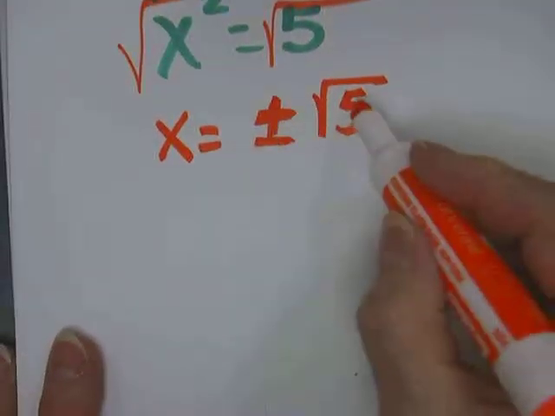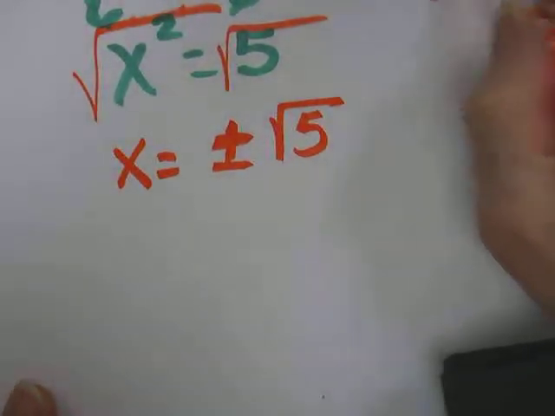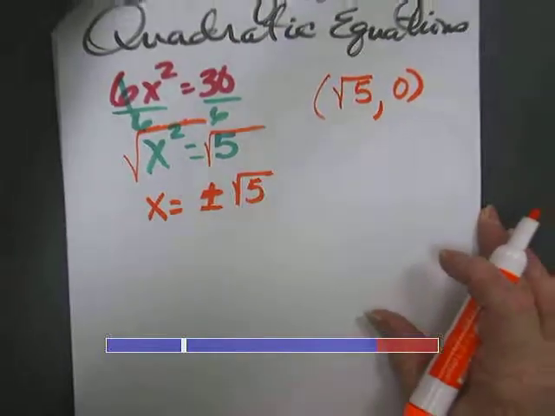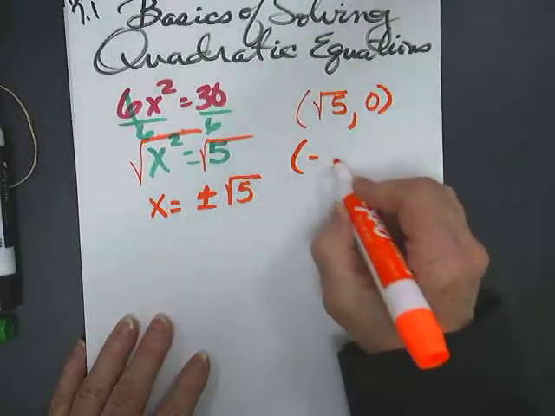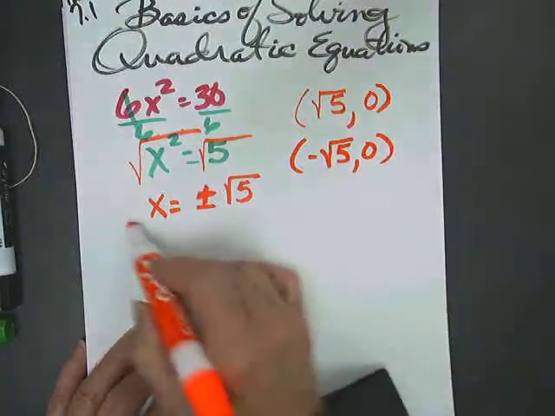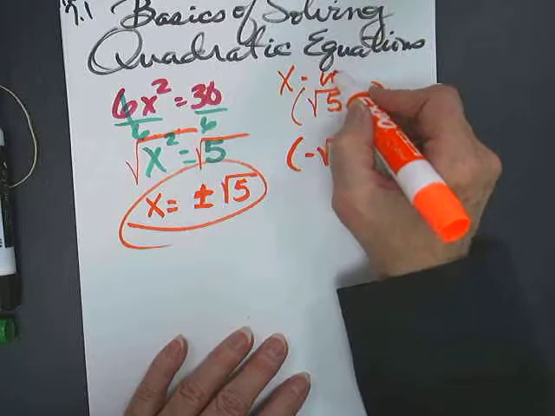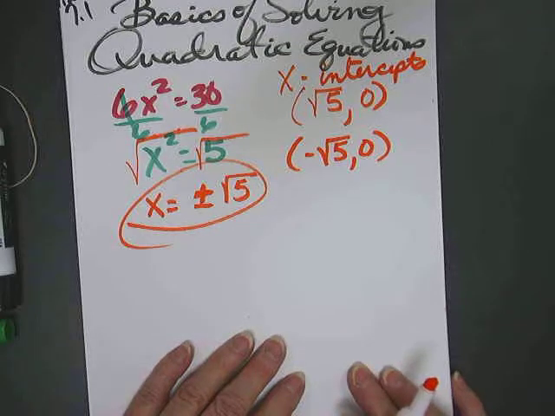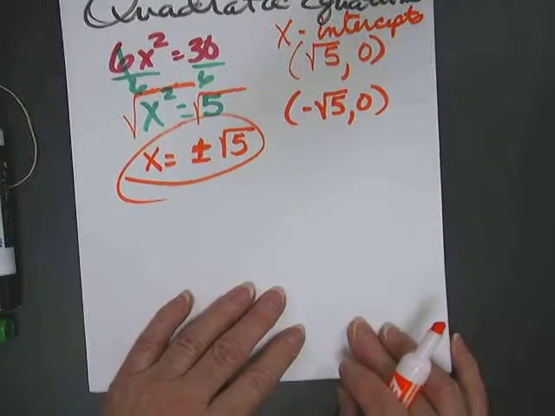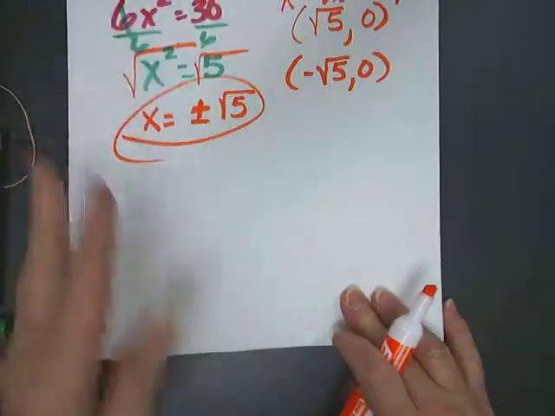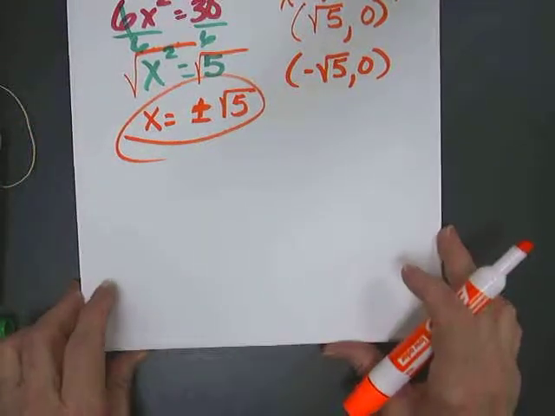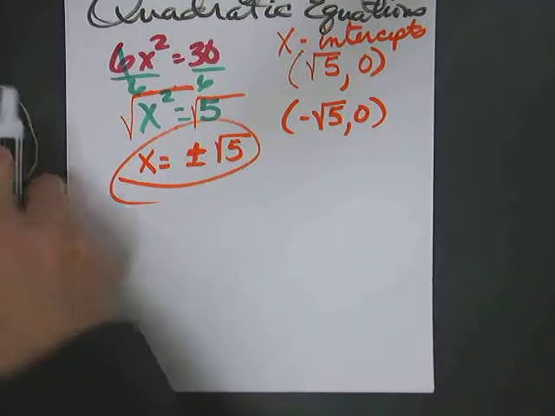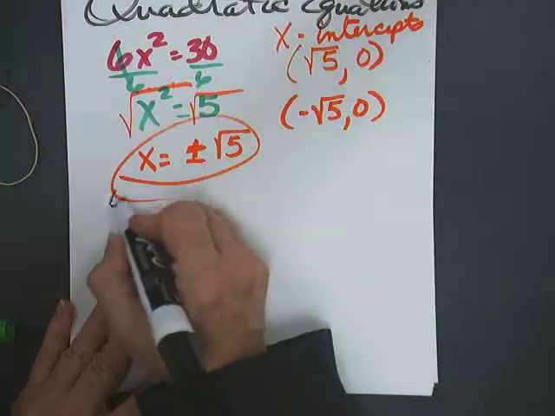Okay, so the x-intercepts are positive square root of 5, 0, and negative square root of 5, 0. So this is solving it, and this is your x-intercepts. Okay? Nothing new. I could do another one just like it, but I don't think we really need to. Let's go something new and different.